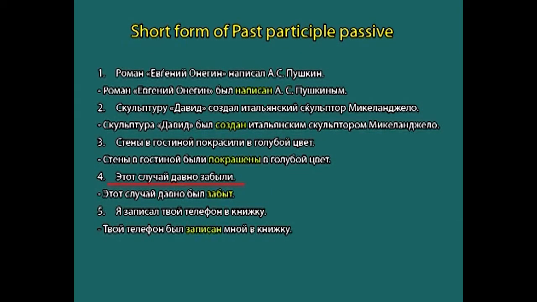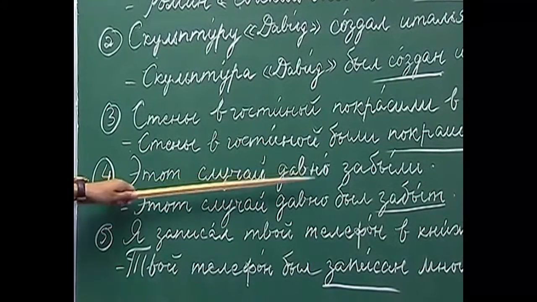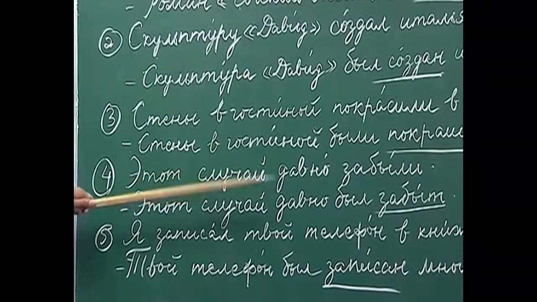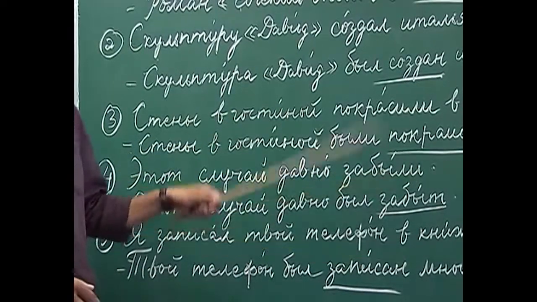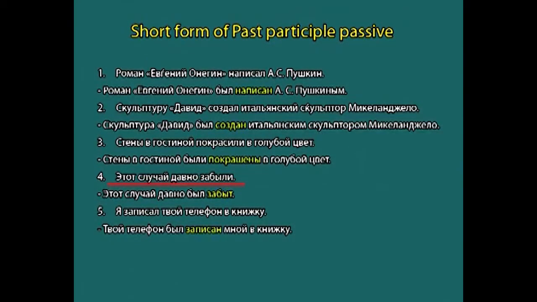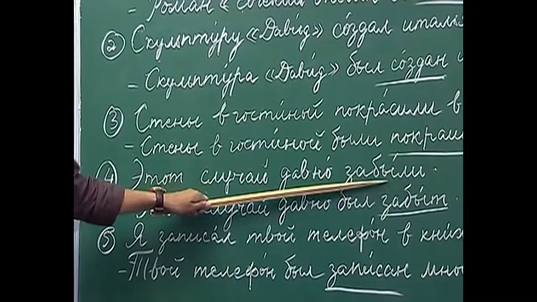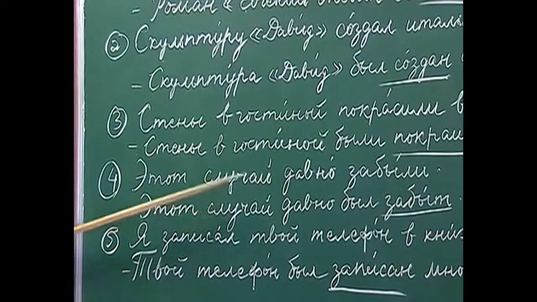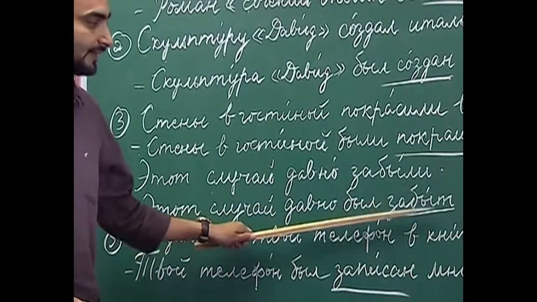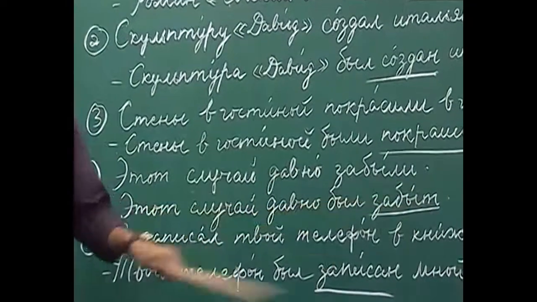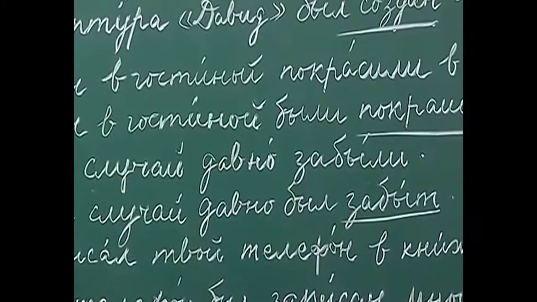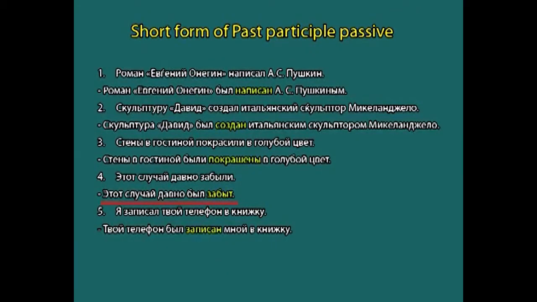The next example we have is Etat sluchi dabno zabili. Again this is an impersonal sentence. This incident was forgotten long back. Again this is an active construction. So, how will you change the active construction into passive? By using the past participle passive derived from this verb zabit. Etat sluchi dabno bil zabit. Zabit is the short form of the past participle passive, which has been formed from the verb zabit, to forget.